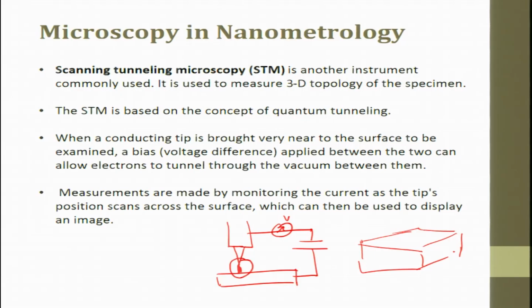The scanning tunneling microscope is another instrument commonly used, which is also used for measuring topology. It works on the concept of quantum tunneling. When a conducting tip is brought very near to the surface to be examined, a bias is applied between the two and can allow the electrons to tunnel through the vacuum between them. The measurements are made by monitoring the current as the tip position scans across the surface, which can then be used to display the image. So, here we get a scanned image in 3 dimensions.